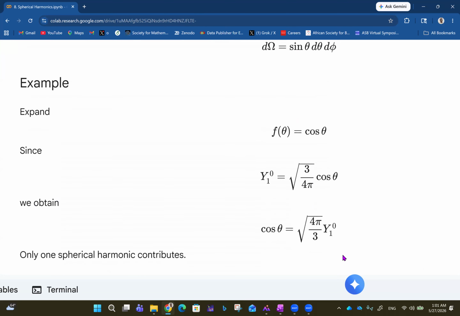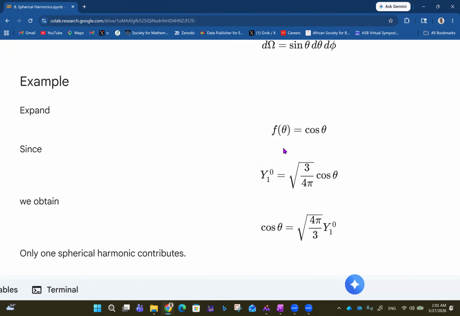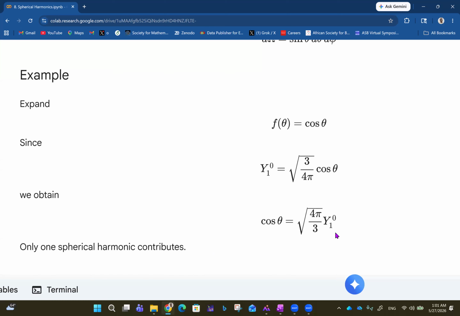So for example, imagine that you want to expand f of theta equal to cos theta. Since Y10, like we saw before, is square root of 3 over 4 pi cos theta, we make cos theta the subject. So you have square root of 4 pi over 3 multiplied by Y10. That's what cos theta will be. And that means only one spherical harmonic contributes in this case.